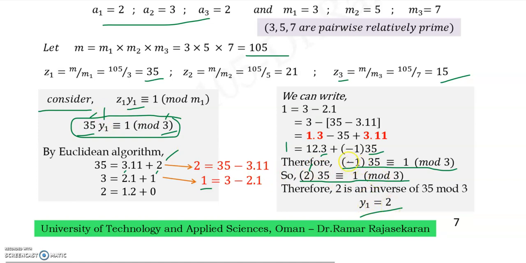Here, if you get the negative 1, this is also correct. Minus 1 is the inverse of 35. But I want the positive, so I add this modulo value 3 to this value minus 1. So I am getting 2. So now y1 is equal to 2.